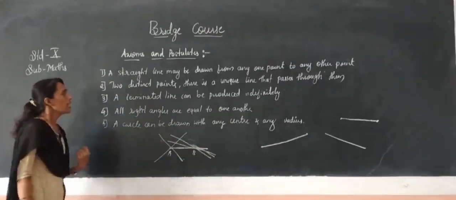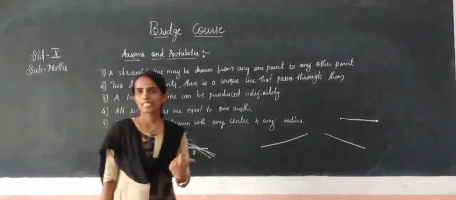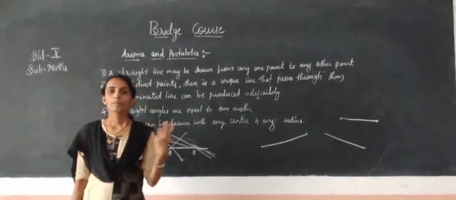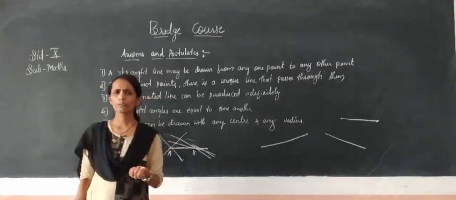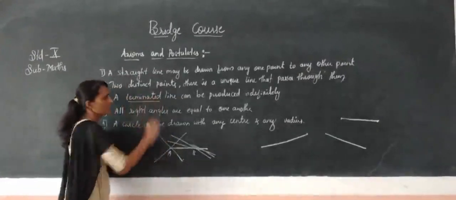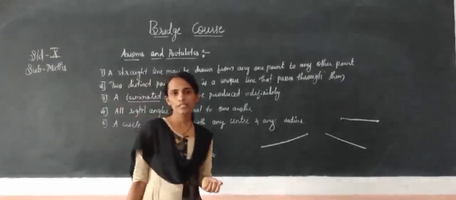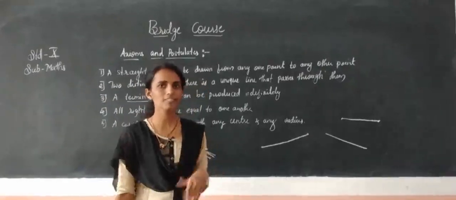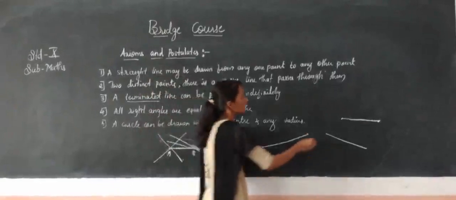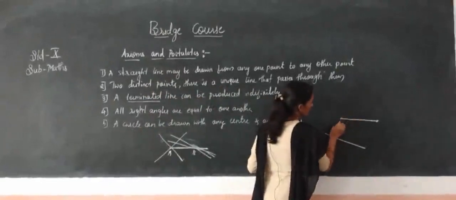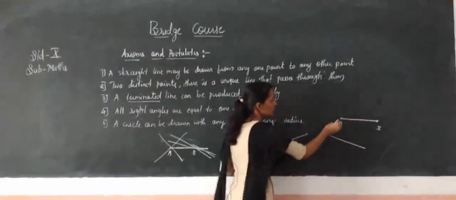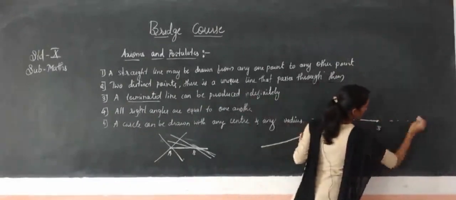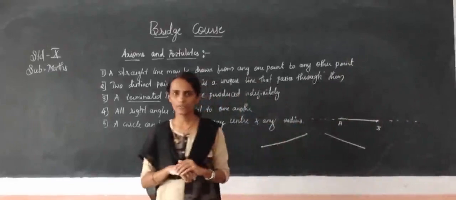So next, a terminated line can be produced indefinitely. What do you mean by the terminated line? Euclid gave the name terminated line to the line segment. Terminated line means the line segment only. If AB is a line segment, we can produce this line segment AB indefinitely on both sides.